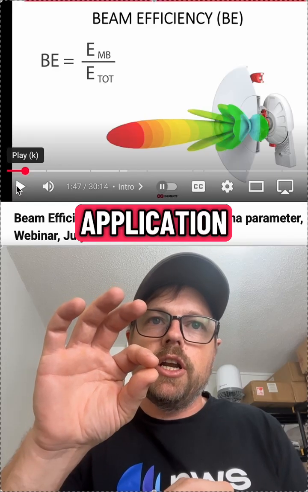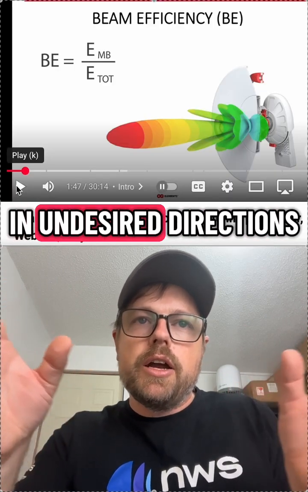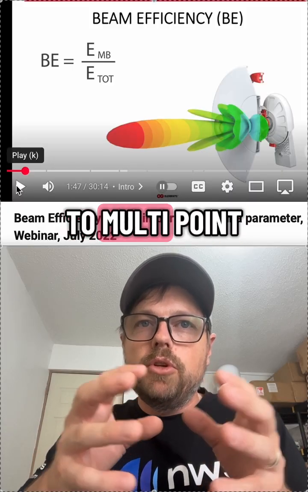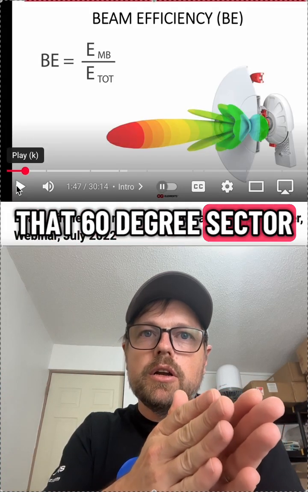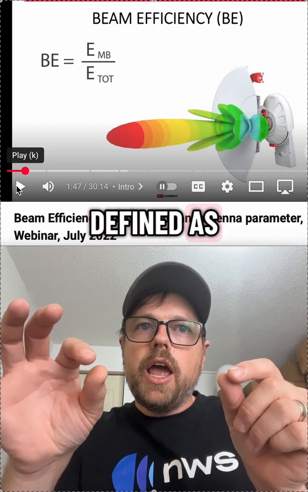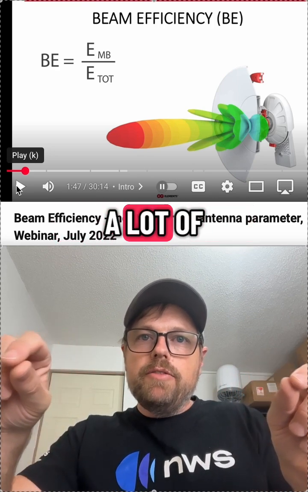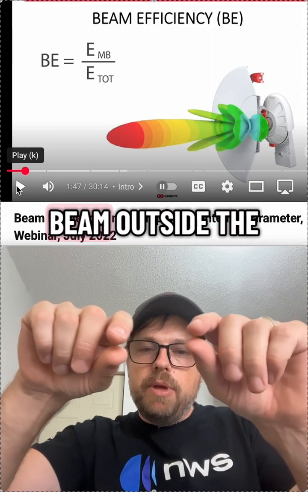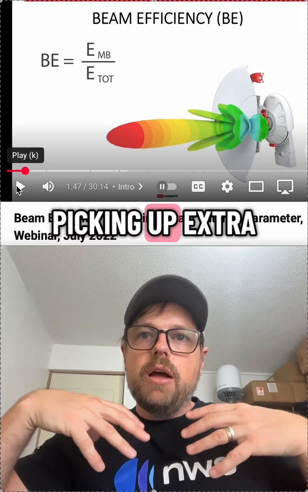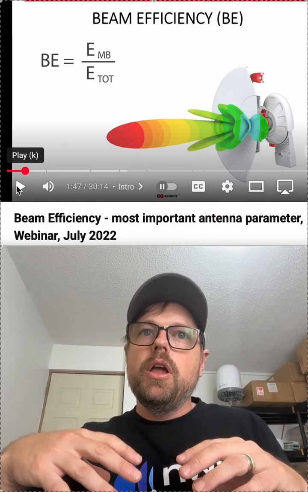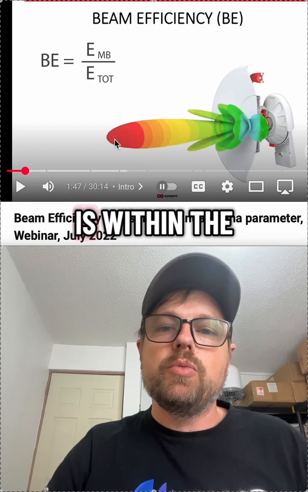So in a point-to-point application, it doesn't matter if all of the signal is contained within the main lobe, if the main lobe is still sending the signal in undesired directions. And similarly, the same can be true for point-to-multipoint with a sector. So you could have a 60-degree sector, and you could have all of your stations within that 60-degree sector. But 60-degree sectors are often defined as half power beam width being 60 degrees. So there's still a lot of power within that main lobe, within that main beam, outside the 60-degree sector that is wasted power, and you're picking up extra noise from the main lobe. So beam efficiency doesn't account for wasted energy if that energy is within the main lobe.